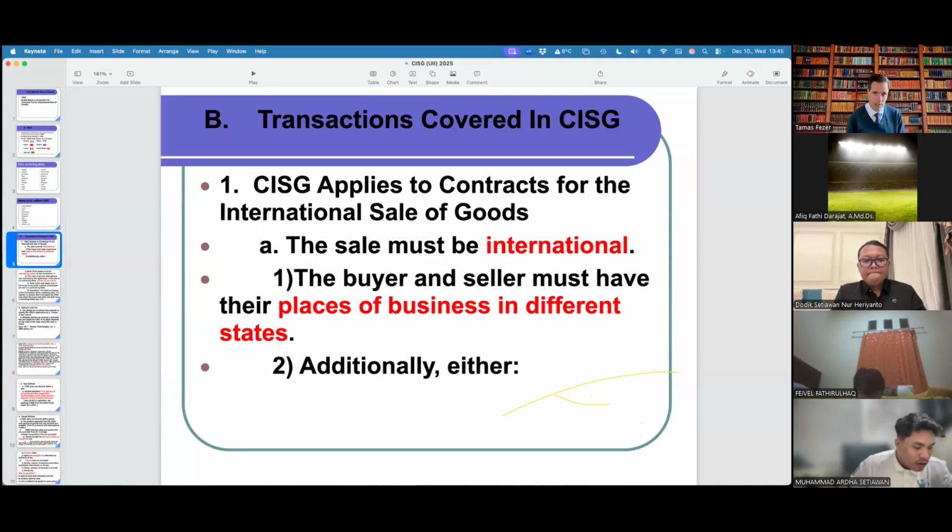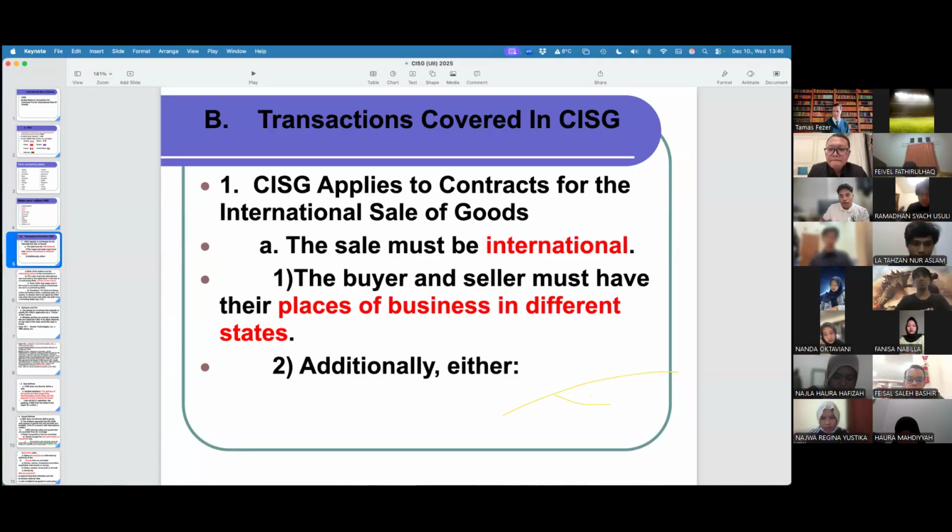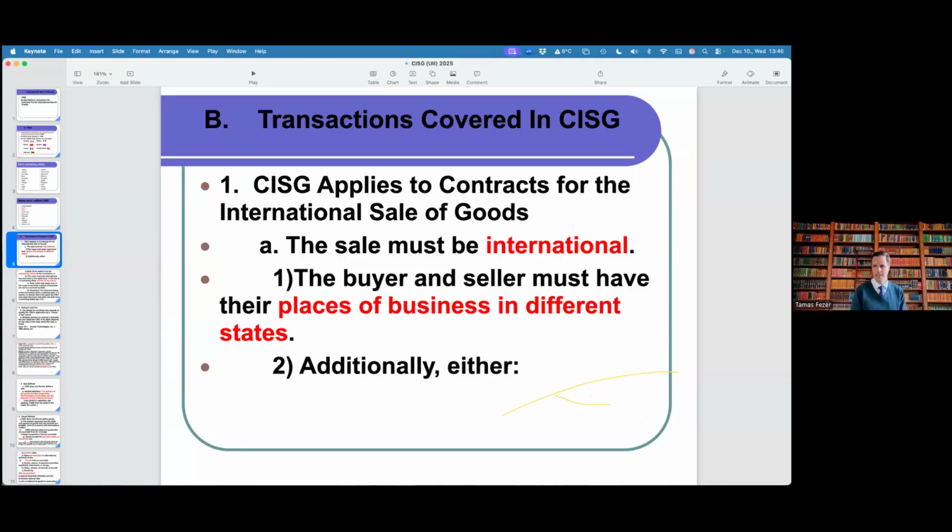Well, before we get into some of the operative rules of the convention, I think it's always important to clarify the geographical and the personal scope of the convention. The convention says that the sale must be international, and there's a definition for this international element, meaning that the two parties of the agreement, the buyer and the seller, must have their places of business in two different countries. While it sounds pretty obvious, I have to tell you that there's no objective definition for place of business set in the convention.